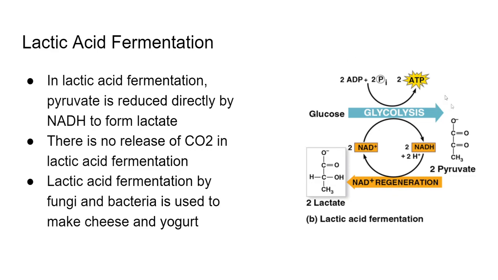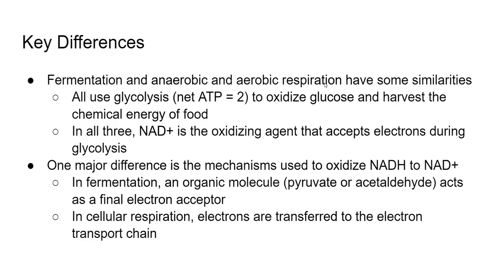So this is the process of lactic acid fermentation, and the key differences: fermentation and anaerobic and aerobic respiration have some similarities. They all use glycolysis, producing a net ATP of 2 to oxidize glucose and to harvest the chemical energy of food. In all three, NAD+ is the oxidizing agent that accepts electrons during glycolysis. One major difference is the mechanisms used to oxidize NADH to NAD+. In fermentation, an organic molecule, pyruvate or acetaldehyde, acts as a final electron acceptor. And in cellular respiration, electrons are transferred to the electron transport chain.